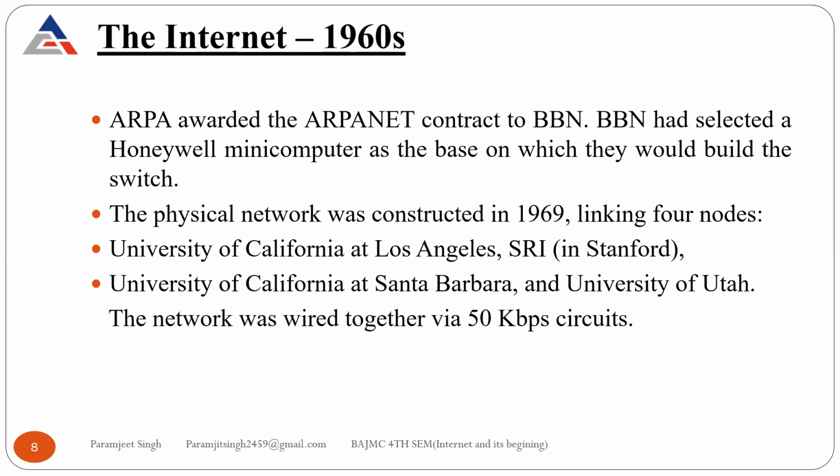So ARPA, which we were discussing in the 1950s, was awarded the ARPANET and contracted it to BBN. BBN selected the Honeywell minicomputer as the base on which they would build a switch. And the physical network was constructed in 1969, linking four nodes. These are the examples at which it was established. And the network was tied together via 50 kbps circuits.